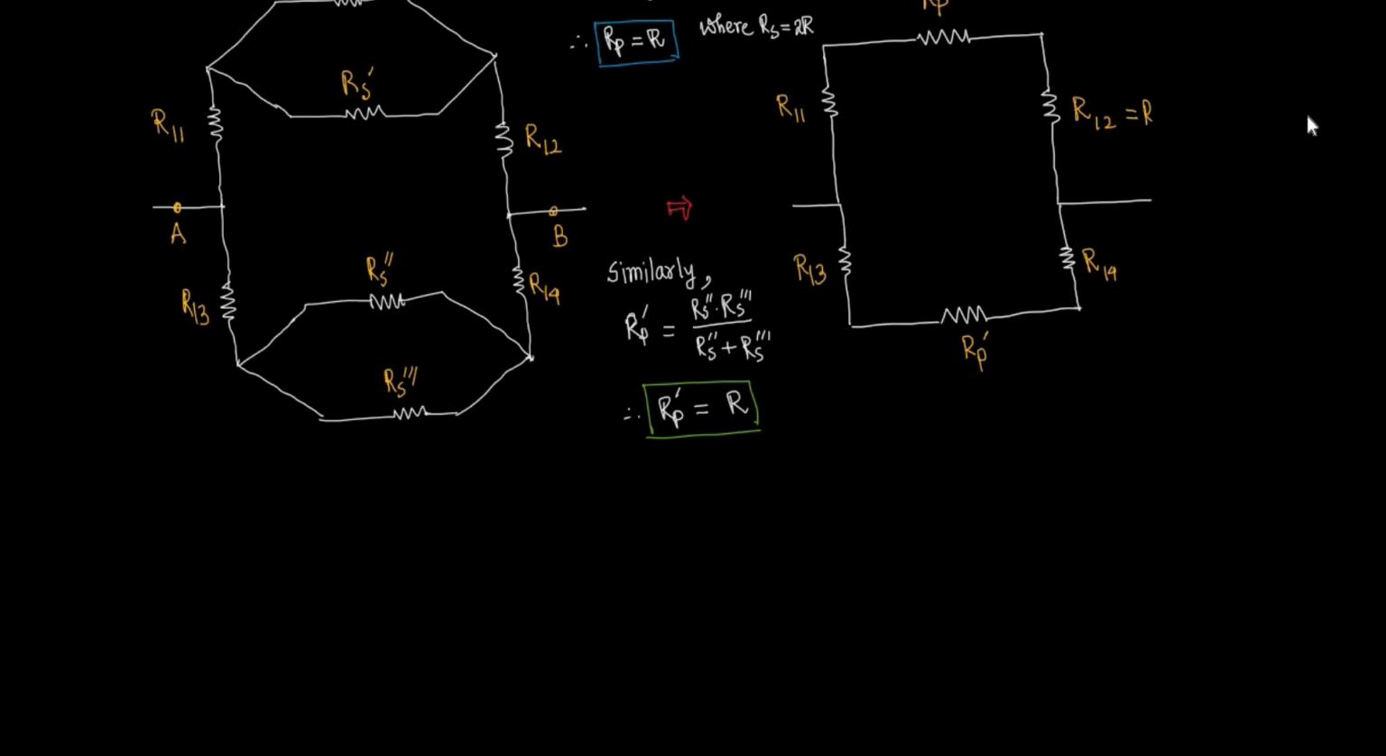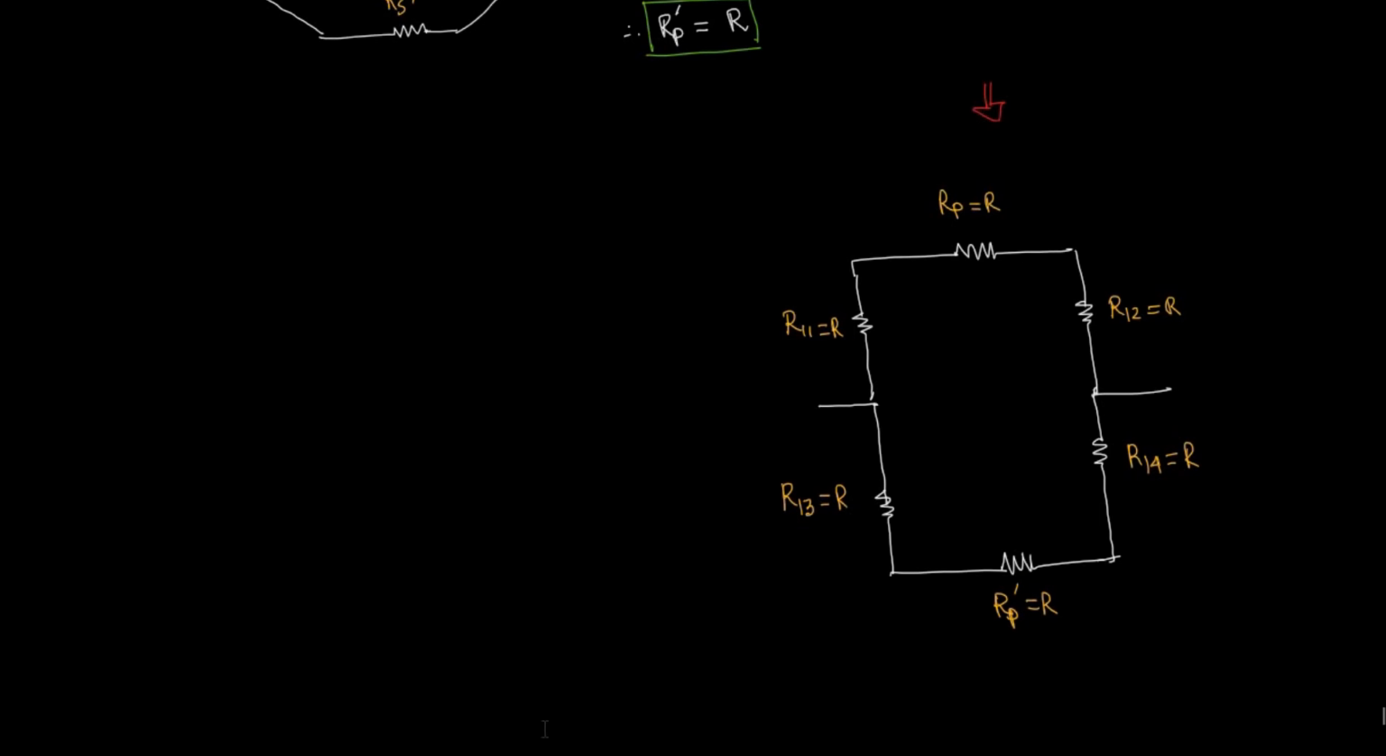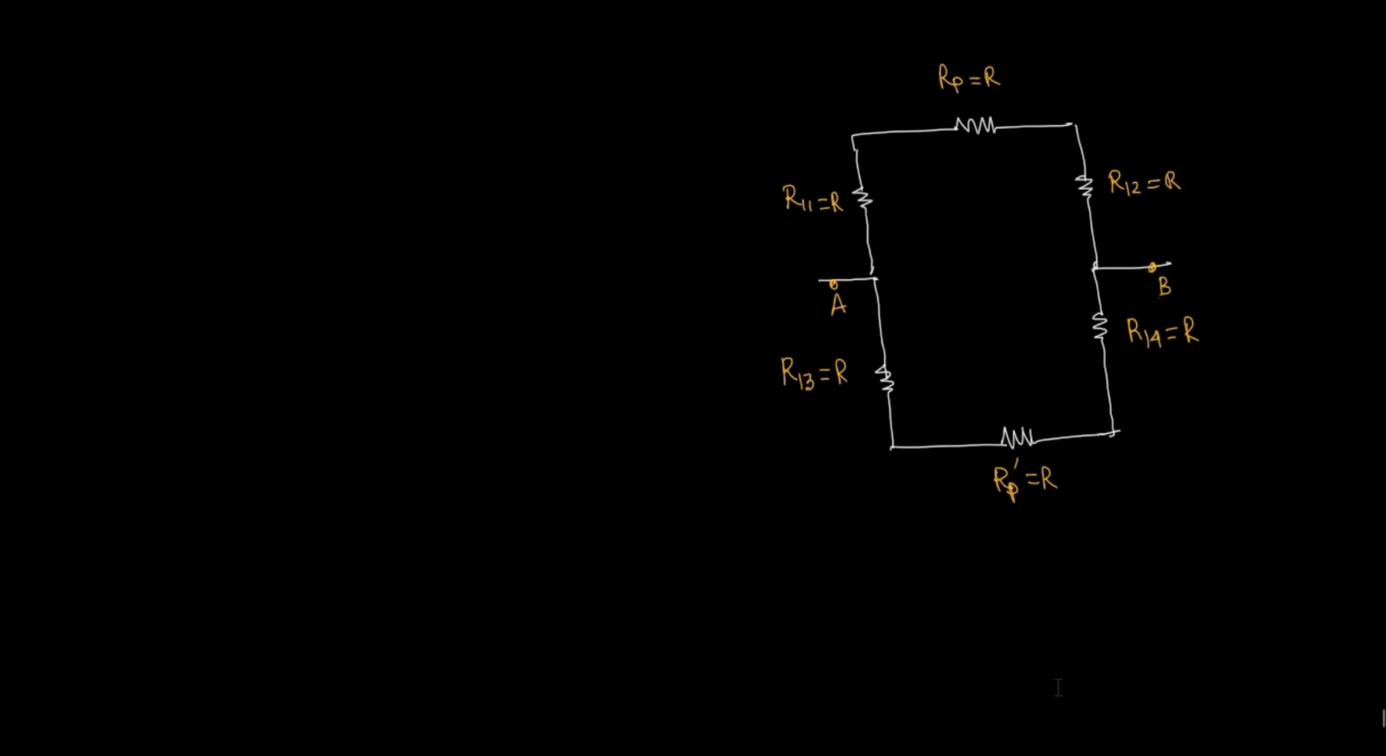Now what circuit diagram do we get? There will be R11, R12 and Rp, which will be connected in series combination. R13, Rp prime and R14 will be connected in series combination. We can draw the circuit diagram again, where R11, R12 and Rp are connected in series combination, and R13, R14 and Rp prime are also connected in series combination.